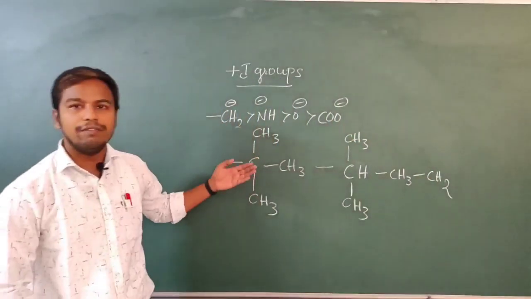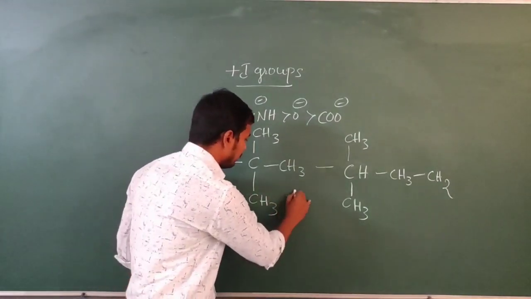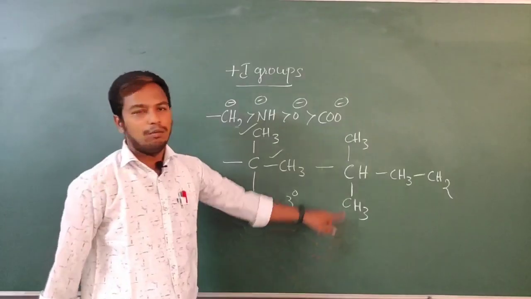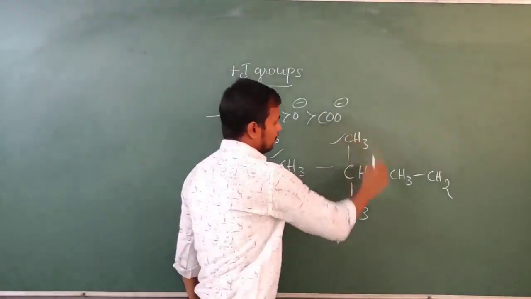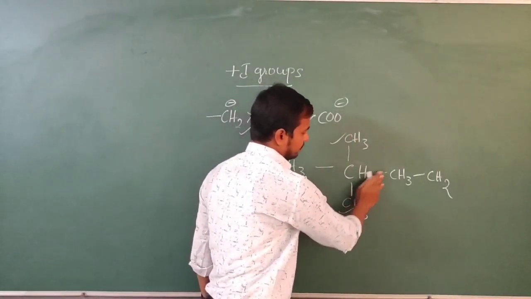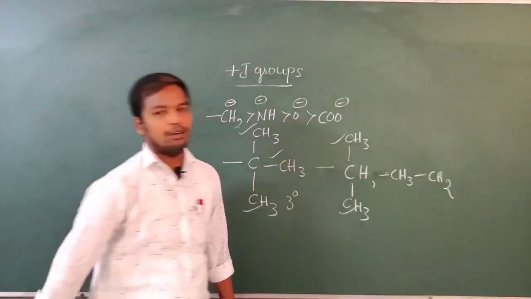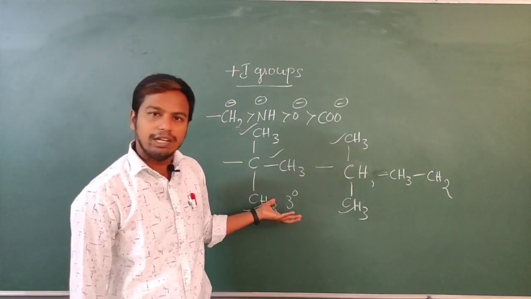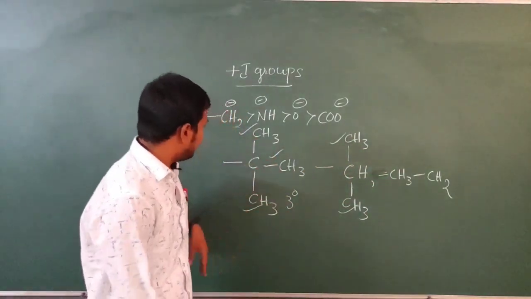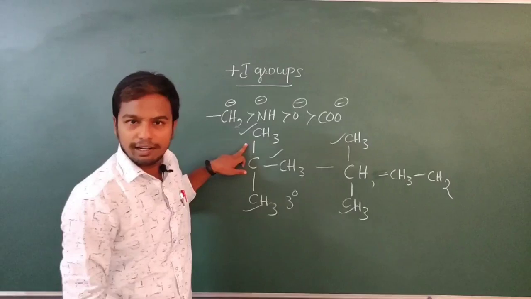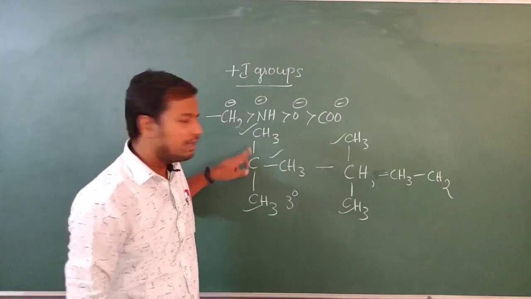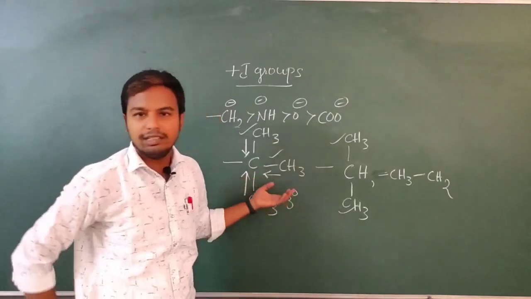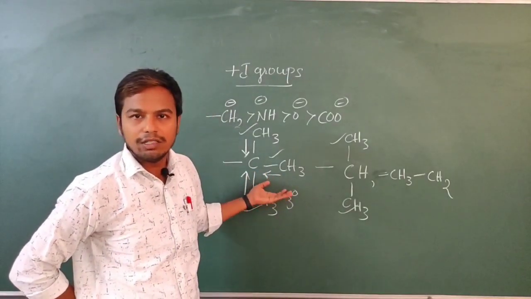See here, when we look at this tertiary one, we got three alkyl groups, right? 1, 2, 3. Move on to the second one. We got two alkyl groups. Whereas in primary we got one alkyl group, that is methyl. I have taken methyl, but you can take anything. Whenever electron donation comes into play, these three groups will donate the electrons effectively.